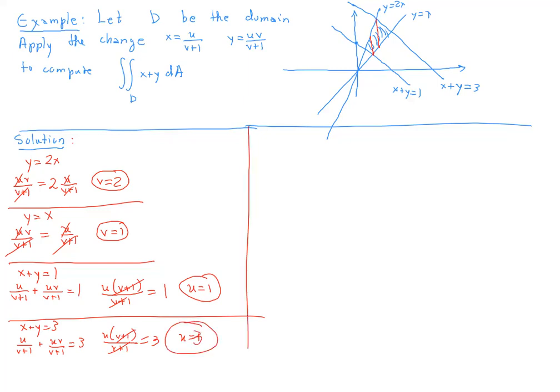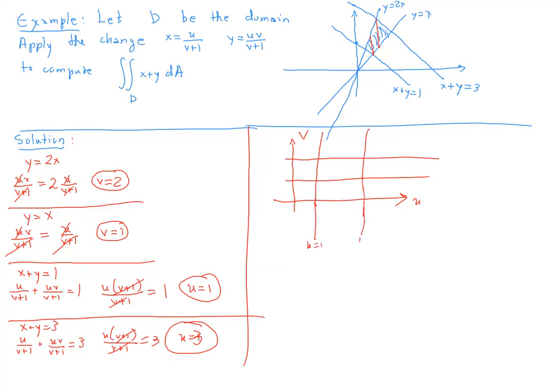And now if you draw this domain in UV space, oh, it's so nice. So this is your UV space. V equals 1 and v equals 2, these are 2 horizontal lines. And u equals 1 and u equals 3 are 2 vertical lines. So this is u equals 1, u equals 3, v equals 1, and v equals 2. And this is your domain. So the new domain is simply [1, 3] cross [1, 2].